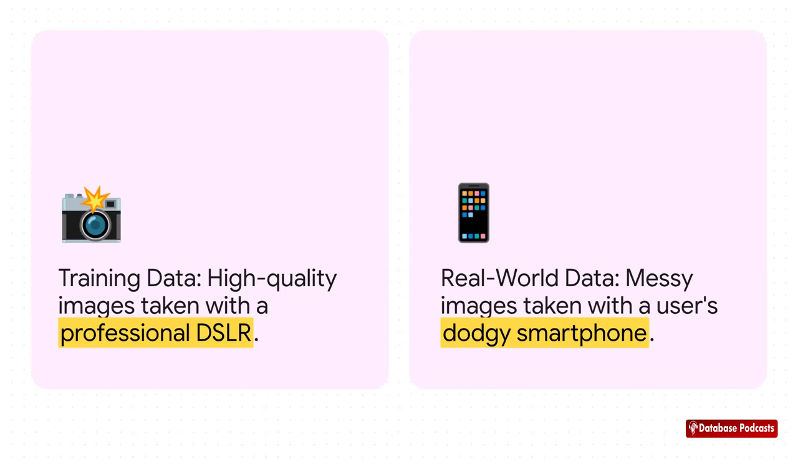This is the perfect way to picture it. Let's say you train a cat detector on thousands of gorgeous, high-resolution, perfectly lit photos from professional photographers. Your model becomes an expert at finding cats in those ideal conditions. But then you put it in an app where people are uploading blurry, dark, shaky photos from their phones. The data distribution is completely different, and boom, your model's performance just tanks.